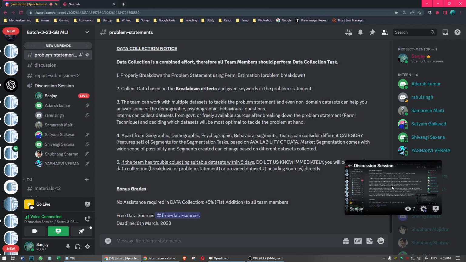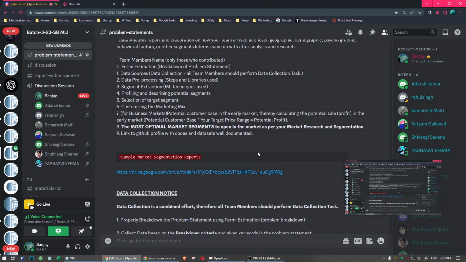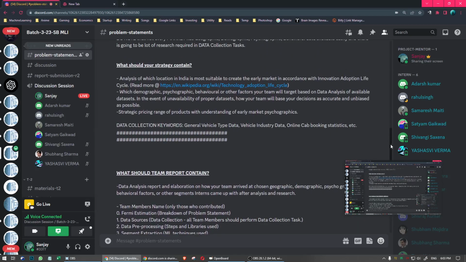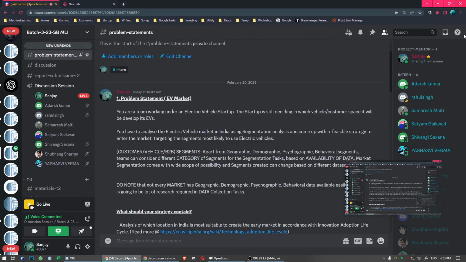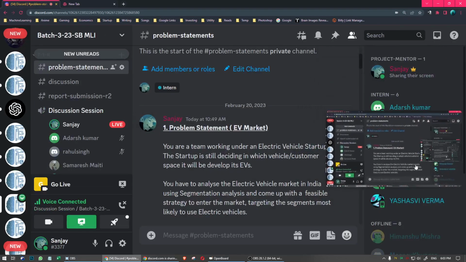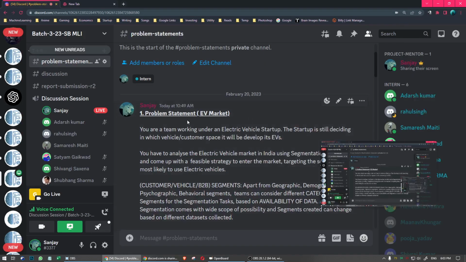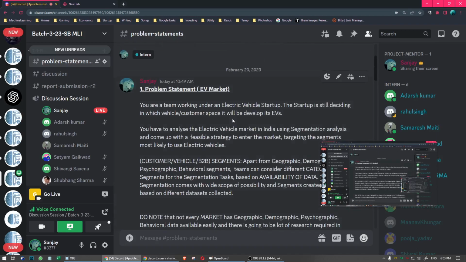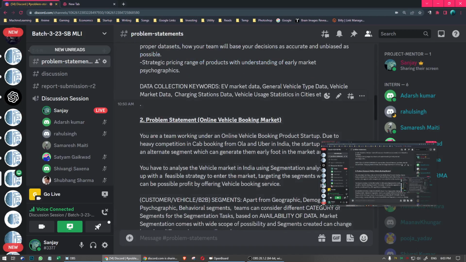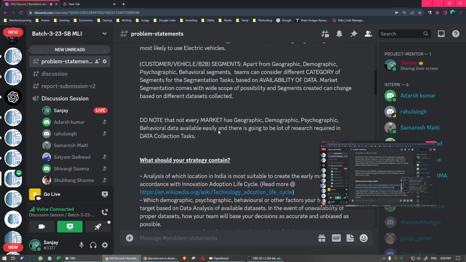Yes, sir. Okay. So basically this is the real world project. Market segmentation, the real world one. If you go to the materials, I will zoom in, you will find the problem statements. We have assigned two problem statements. First is the EV market, and second is the online vehicle booking market. You can pick any one of these problem statements and work on it.